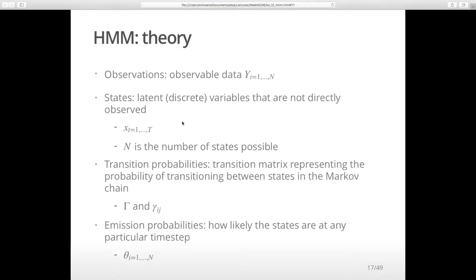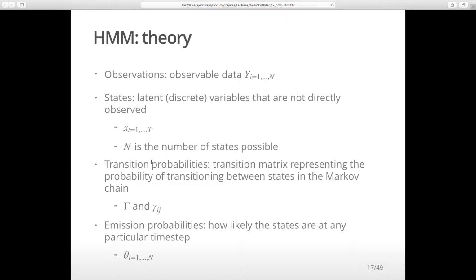So the states here again are going to be this latent or discrete process that we don't directly observe, and then again we have these transition probabilities. So this matrix has to be estimated. It represents the probability of transitioning between these different discrete states in the Markov chain. And then what we can get out of that are what are known in the HMM literature as emission probabilities. So these represent how likely each of the states are at any particular time step in our time series.